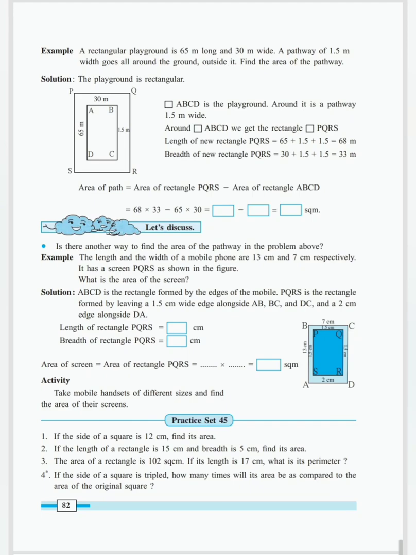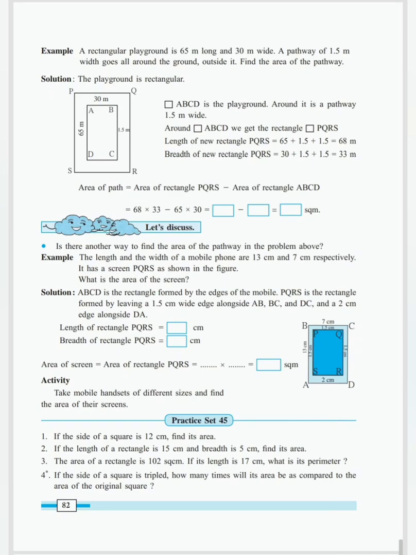A rectangular playground is 65 meters long and 30 meters wide. The playground's length is 65 meters and the breadth is 30 meters. A pathway of 1.5 meters wide goes all around the ground. Now, considering the first example which we discussed just now, we have the garden paved inside. So we had to take the inner rectangle. Now in this example, we are asked the pathway of 1.5 meter wide goes all around the ground. That means we have to consider now 1.5 meters wide outside the rectangle.